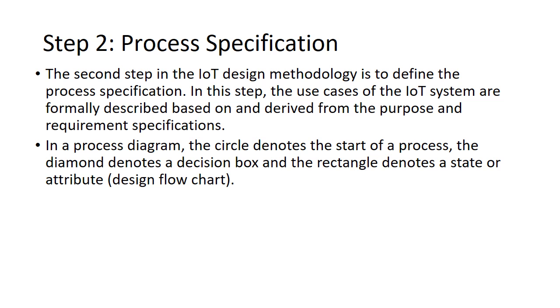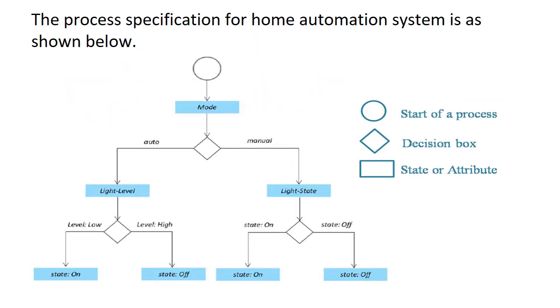The second step is process specification. In this step, the use cases of the IoT system are formally described, derived from the purpose and requirement specification, that is, the previous step. In the process diagram, the circle denotes the beginning of the process, the decision box is depicted by the diamond symbol, and the state or attribute boxes are rectangles. And this is the process specification diagram for the home automation system.